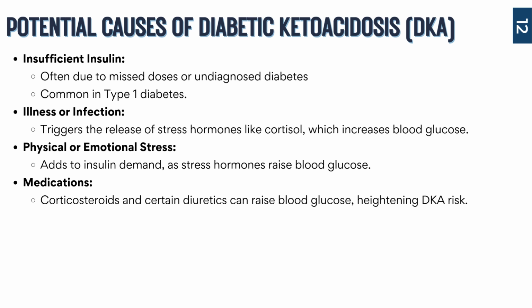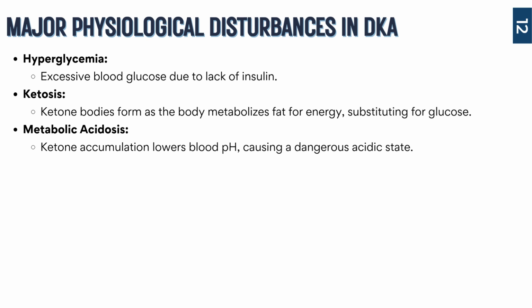Finally, certain medications, especially corticosteroids like prednisone, and some diuretics can lead to high blood sugar as a side effect. That would then push the patient into DKA if they're already in insulin deficiency. So you need to be able to understand these triggers so that you can help recognize early warning signs and educate your patients on managing stressors to reduce their risk of developing DKA.